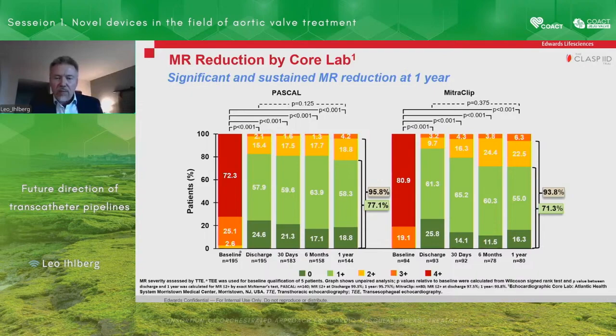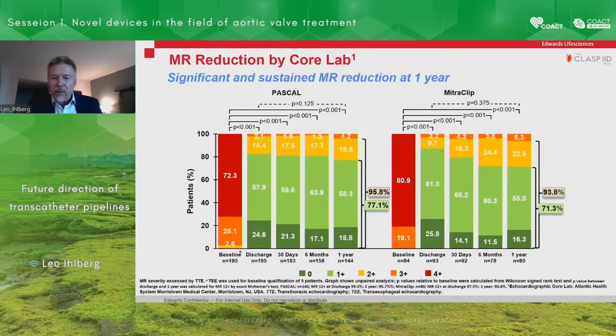This is just showing you one slide of results being generated. This is coming from the CLASP 2D trial, showing the main primary and secondary outcome results with respect to effectiveness in terms of MR reduction. This was assessed by an independent core lab throughout all the different time points.